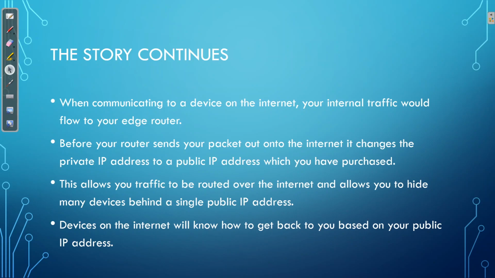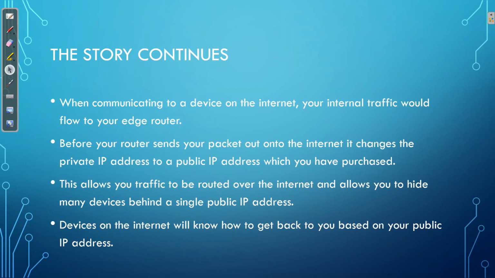That's what network address translation does. Network address translation changes private IP addresses into public IP addresses. What does this mean? This means that your traffic can be routed over the internet fine, and it allows you to hide all of your devices behind this single IP address. Because you've purchased this public IP address from your ISP, everybody on the internet knows that public IP address 1.1.1.1 is associated with company X. So if I ever receive traffic sourced from 1.1.1.1, I'm going to send that back to company X.